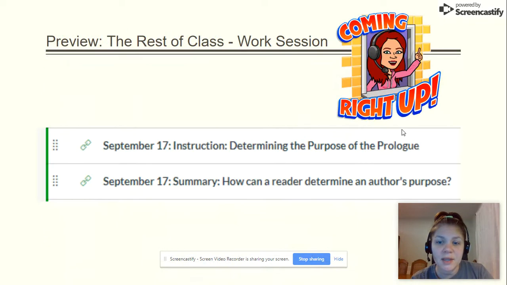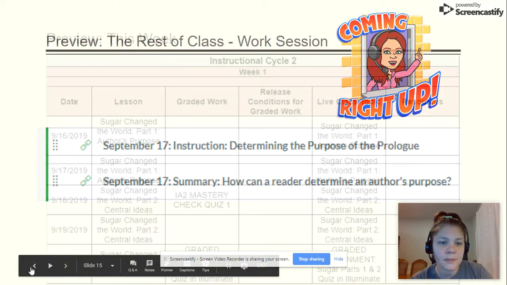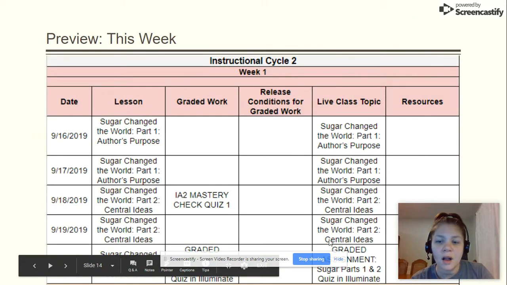And don't forget this week, the only change to this page is on Friday. There's not a live class topic. You'll get another recording because that is data day for teachers, and we'll be looking at all your scores from instructional cycle 1 and making decisions there.